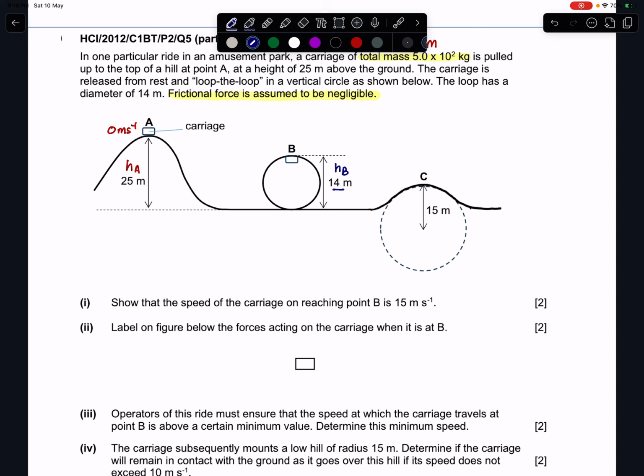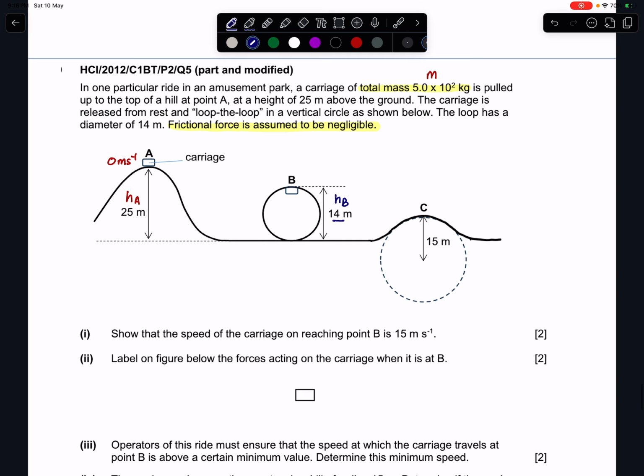So how are we supposed to look for the speed at point B? If you look at the question, we are obviously not going to use equations of motion, because throughout the whole process the force acting on the carriage is actually quite complex. There's normal contact force, then there's weight, and there are different angles to consider. The acceleration on the carriage is not going to be constant. So we are definitely not going to look for the speed using the equations of motion that we have learned in kinematics.